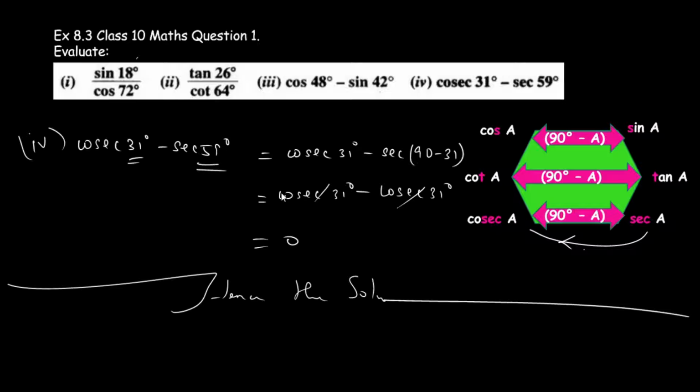Remember, in the division form, the answer will always be equal to 1, and the difference of two terms will always be equal to 0. In a fraction of a second you can write the answer. If you add both the angles and it comes to 90 degrees, then it is a complementary angle type. Here 26 plus 64 is 90 degrees, 48 plus 42 is 90 degrees, and 31 plus 59 is 90 degrees.